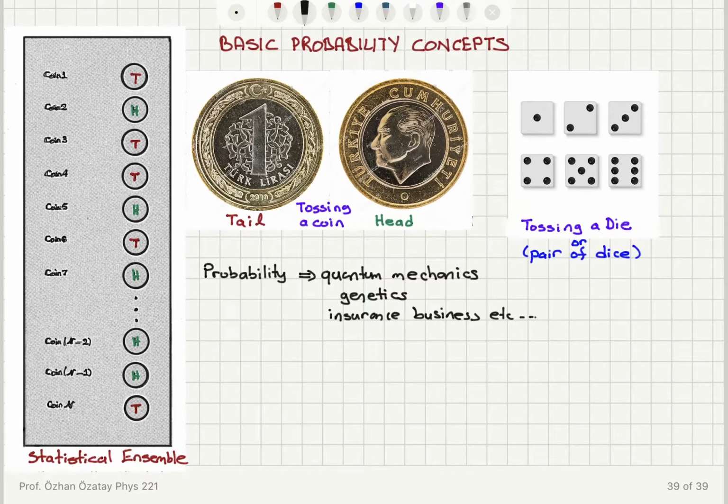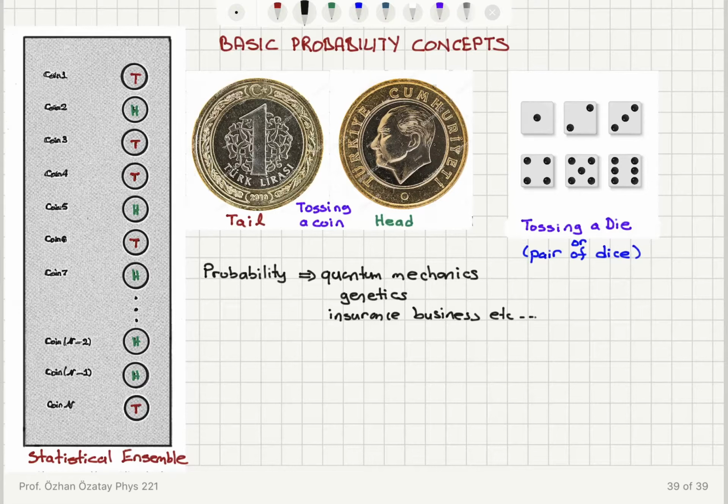So this forms a statistical ensemble, and by counting the number of occurrences of a head in this ensemble, I can say the probability of having a head is the relative frequency of observing the event of getting a head in this ensemble. It's the number of heads divided by the total number of coins. That's basically the definition of probability.